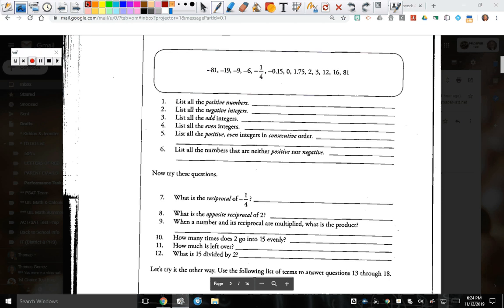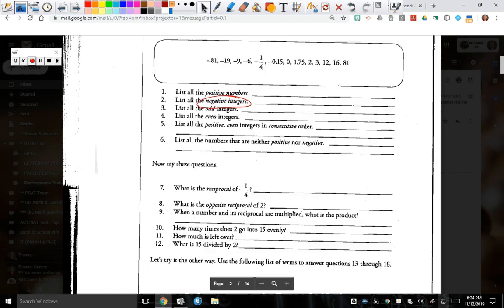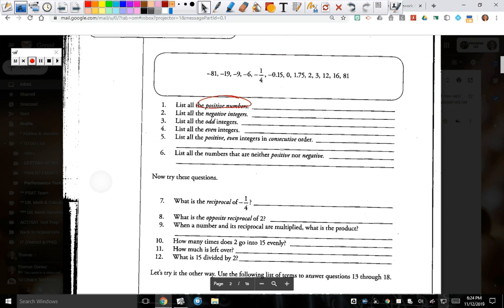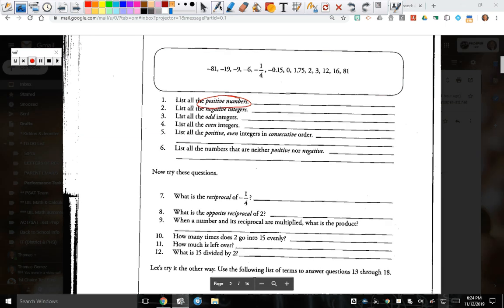So real quick, this is on chapter 10, and I believe it's the second page of chapter 10. Let me see, page 100, okay? So page 100, yes, you can fill this in as you go if you would like. What are the positive integers that you see? What would I list out? 2, 3, 12, 16, 18. Perfect.